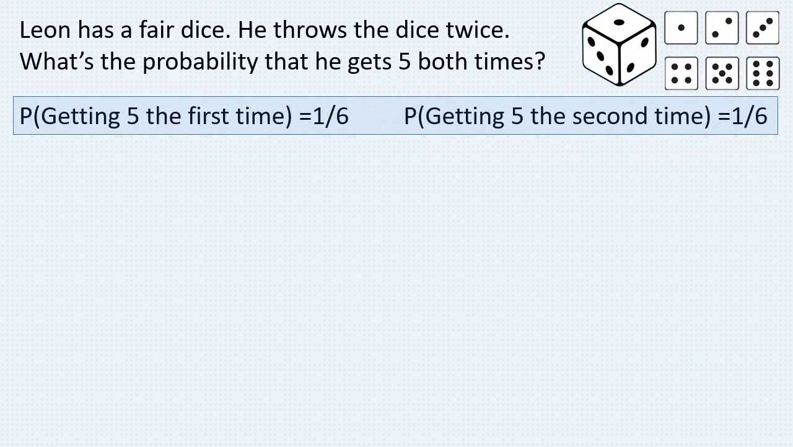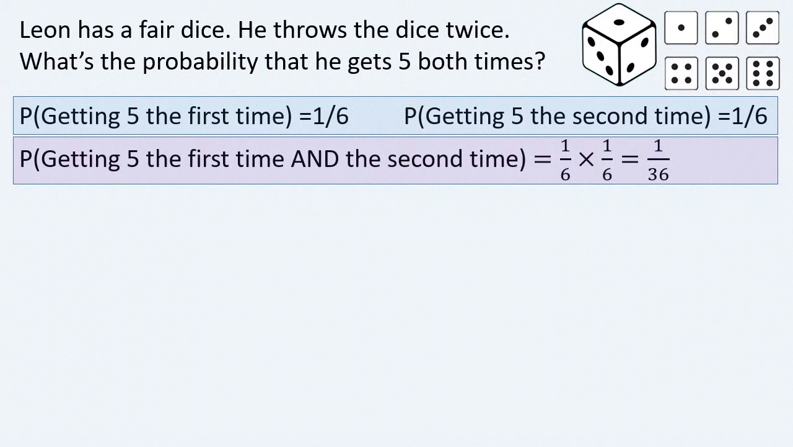As you remember, when we combine probabilities with the AND rule, meaning that both conditions, both events must happen, getting 5 the first time and getting 5 the second time, in this case, we apply the AND rule and we multiply these probabilities. So we multiply the probability of getting 5 the first time, which is 1 over 6, by the probability of getting 5 the second time, which is another 1 over 6. And hence the answer is 1 over 36.